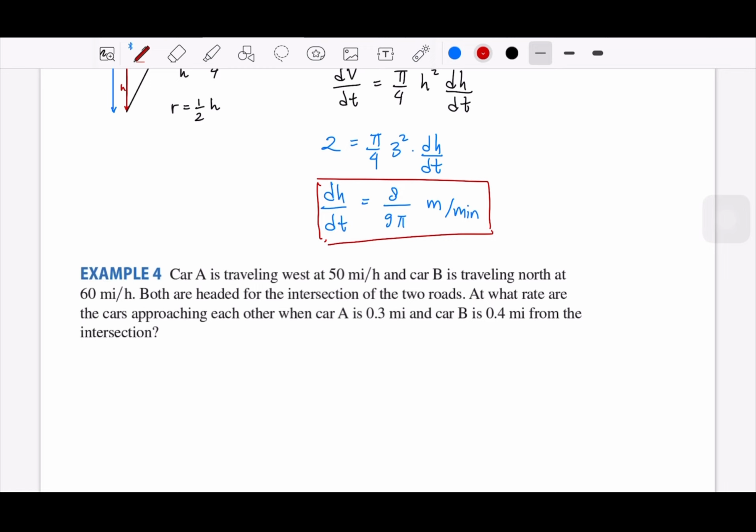So it's not asking the rate of one of them, but it's asking the rate when both of them meet, when they have this distance. So it's like the previous one that I explained to you. It's kind of like relativity. So you have a third party looking from somewhere else and how fast they meet.